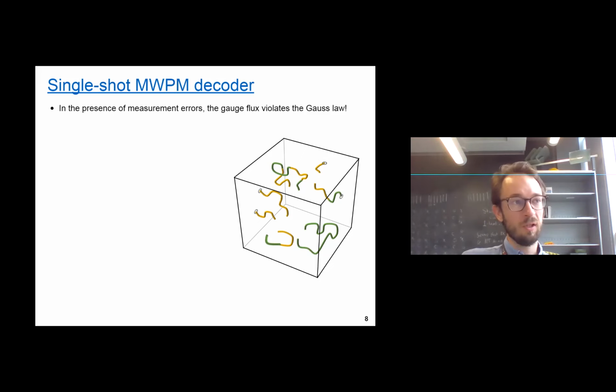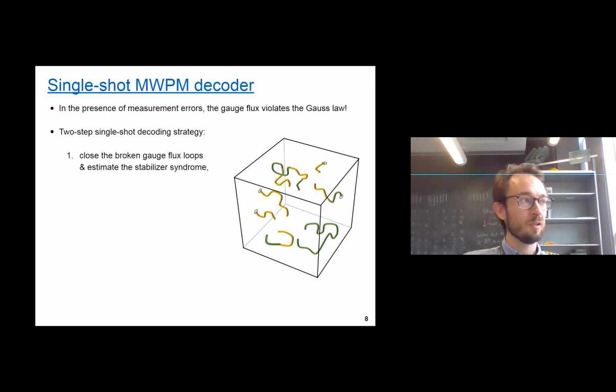So what do we do? We just need to close the loops to make the gauge syndrome valid, so that it obeys all those consistency checks, which we call the Gauss law. First, we close the broken loops. Then, from the places where the flux changes color, we get an estimate of the stabilizer syndrome, and we just do minimum weight matching again on this thing. So this would look like this.